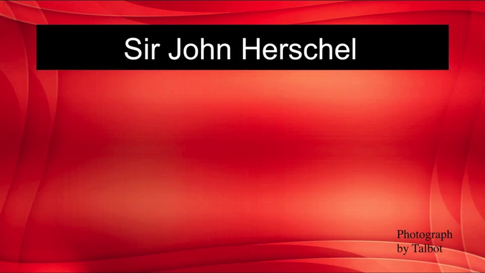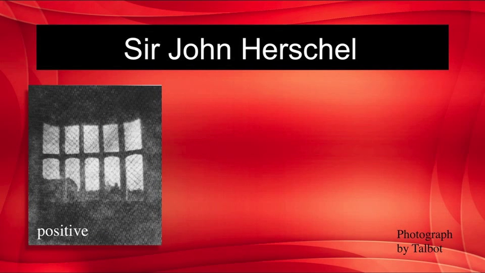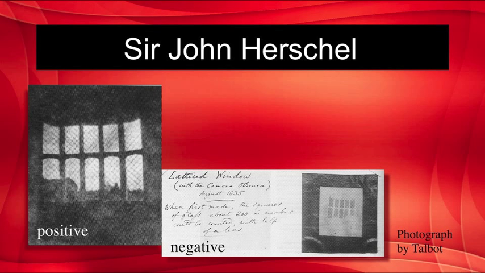Now, Sir John Herschel was an astronomer and a chemist, and he learned of the problems that were facing Daguerre and Talbot, and he set out to help them find a solution. He was the first to use sodium thiosulfate to fix an image by halting the action of light. He shared this knowledge with Talbot, who adopted the process for fixing an image.